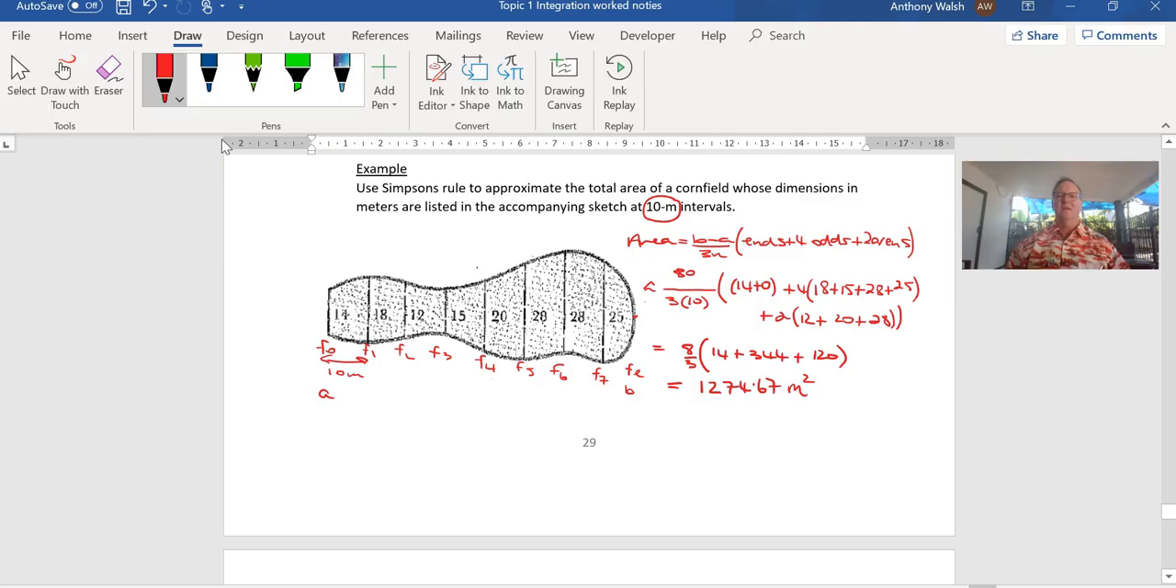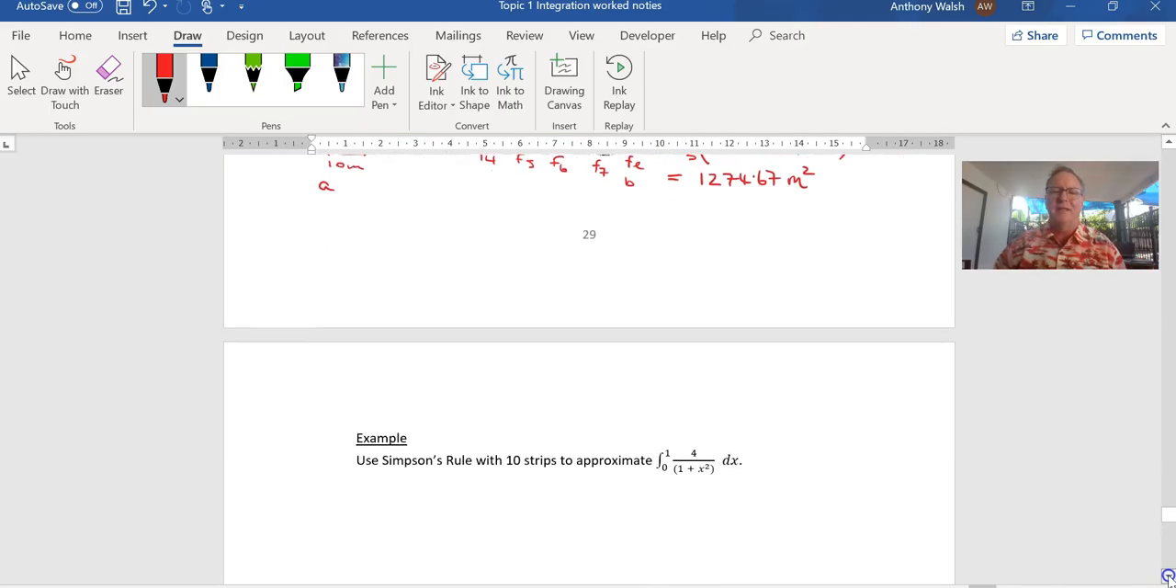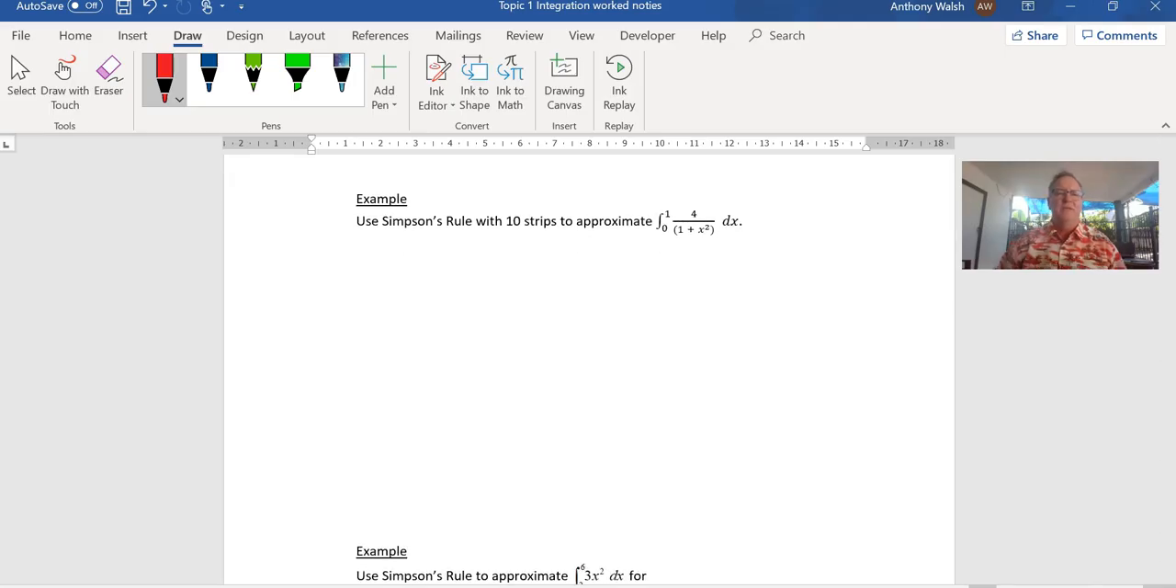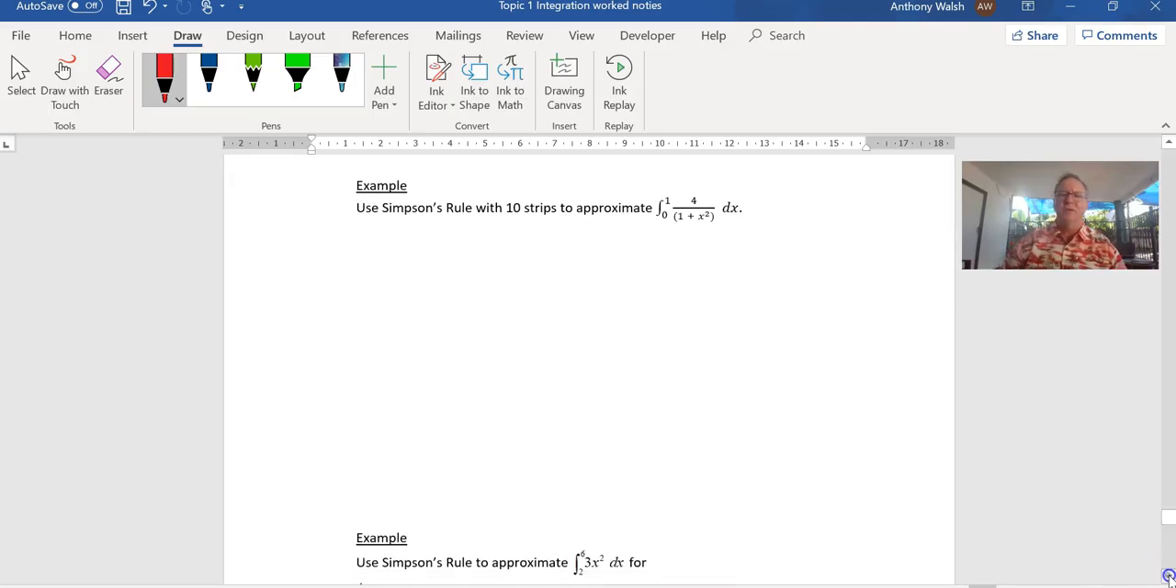Now, this was easy enough to do because the lengths that I needed, the lengths of the ends and the odds and the evens, are all given to us in this case. And we knew the width, we knew everything about it. It was just a matter of taking the lengths and putting them down. Now, when you're given a function, like on the next page, you have to find those lengths for yourself. Use Simpson's rule with 10 strips to approximate the area under the curve 4 on 1 plus x squared between 1 and 0 with respect to x.